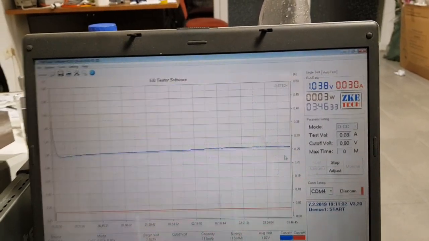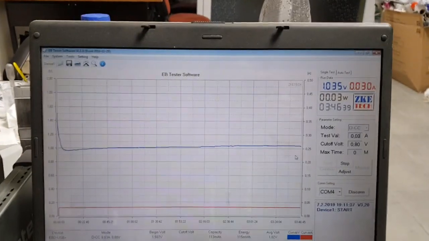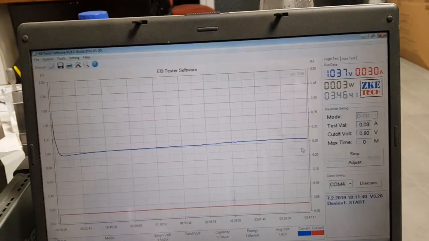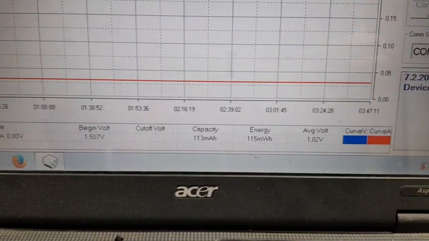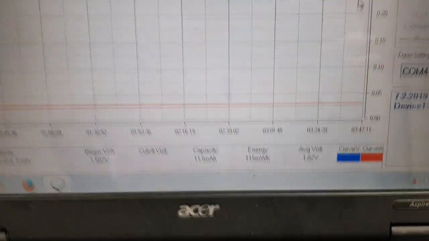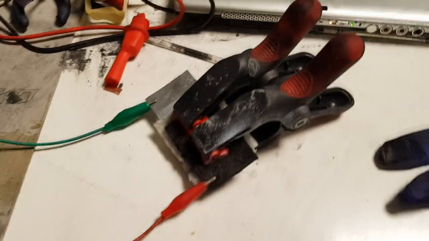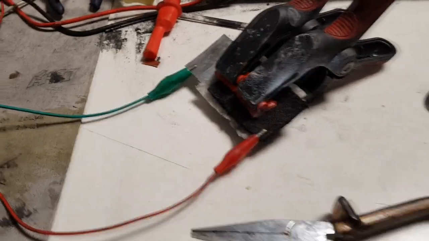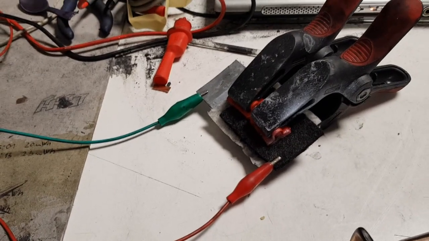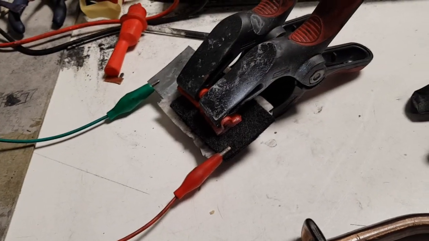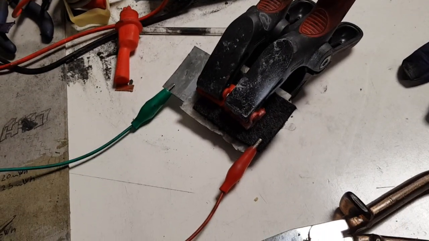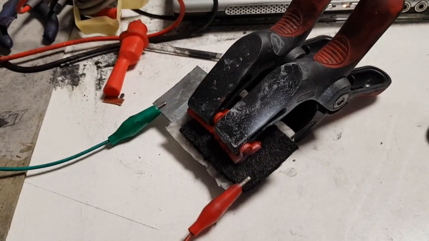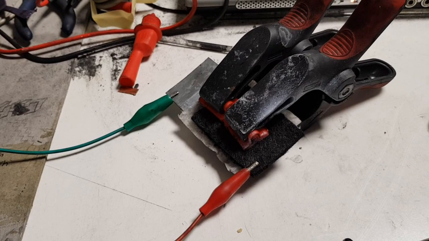And I think that this battery can last even more. So the energy density right now is 115 milliwatt hours, which is really good for a battery which was really simple made. And in the beginning I don't have a plan to make such a battery like this, so basically the battery was accidentally made.